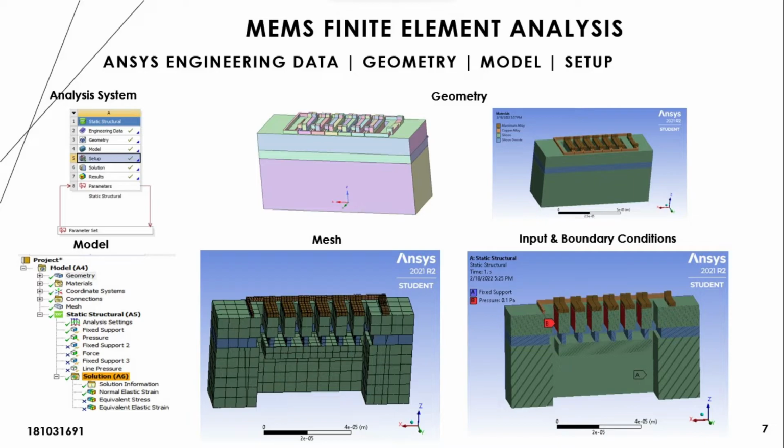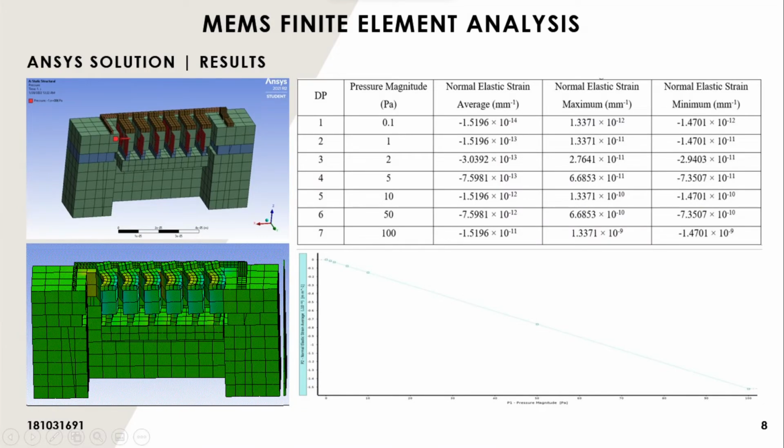To see what the content inside, there is a cross-section view for the mesh and condition. For the input and boundary condition, we make a fixed support on the side of the outer layer of the actuator and give a pressure on the flexible point of the actuator shown in the diagram. This result is based on the analysis of the pressure magnitude and the normal elastic.